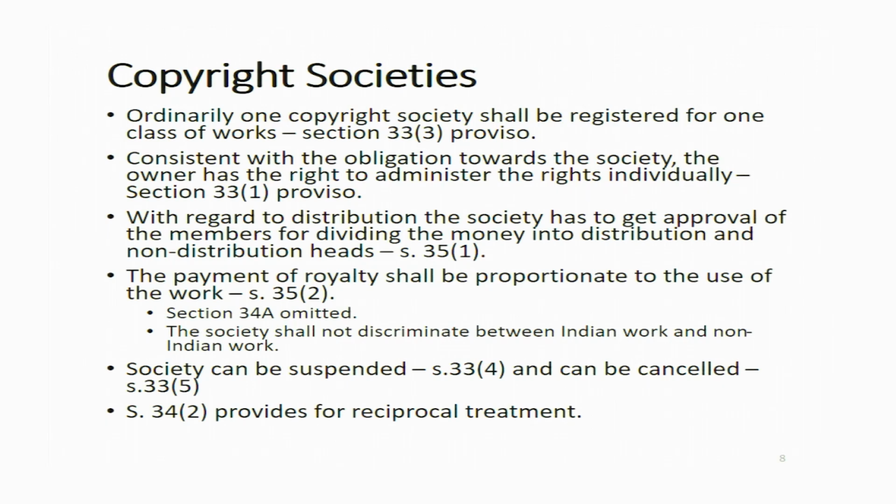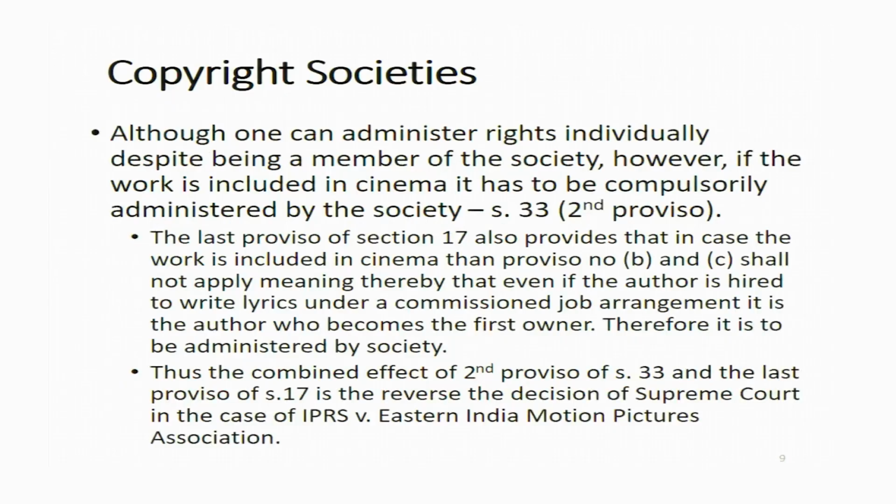Chapter 7 also says there cannot be any discrimination between Indian works and non-Indian works. The reciprocal agreement provision is there in section 34 subsection 2. There are two provisions which are important: one is 33 subsection 4, the other is 33 subsection 5. Under section 33 subsection 4, a society can be suspended. Under section 33 subsection 5, the registration of a society can be cancelled. And it happened once with IPRS. There was an inquiry pending against the Indian Performing Rights Society, and there was a threat of suspension. I will not go into that.